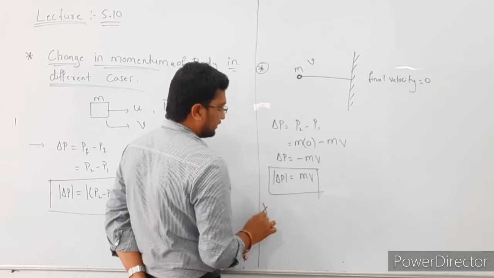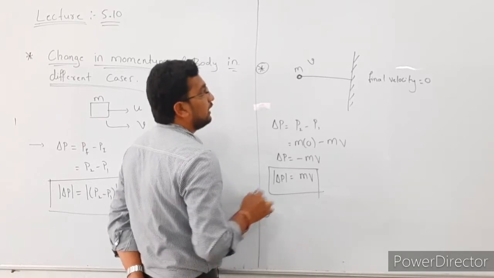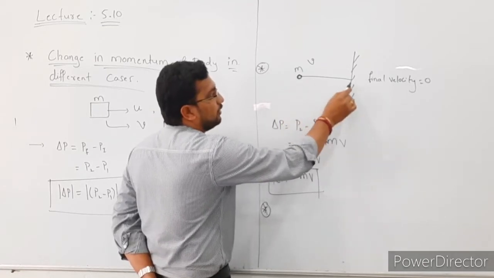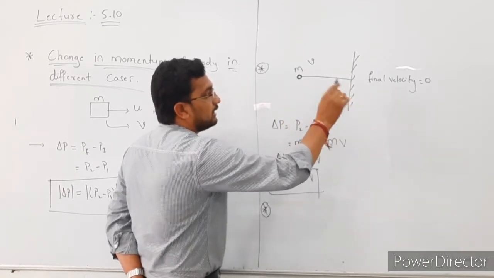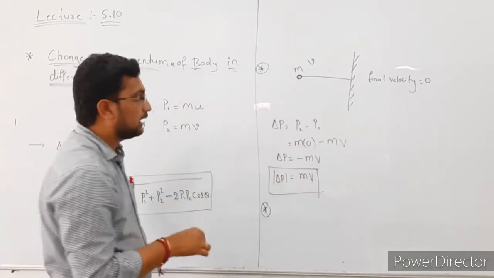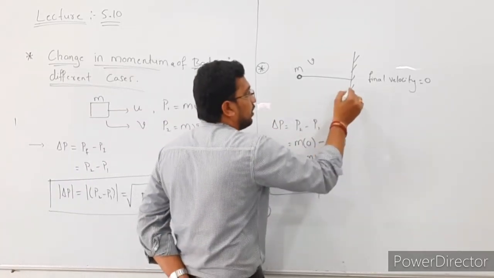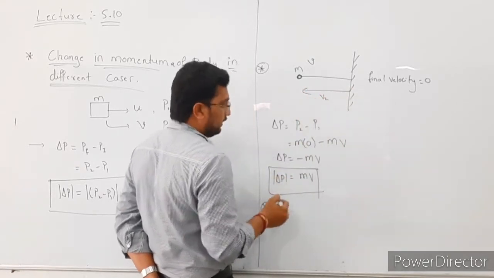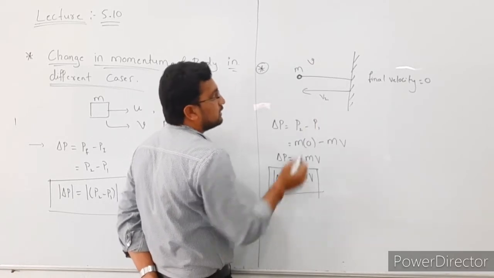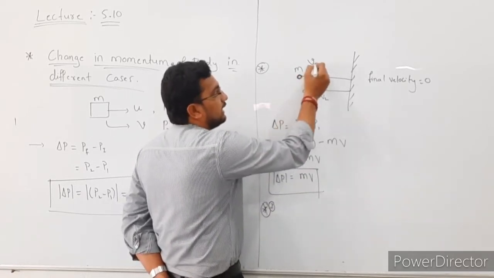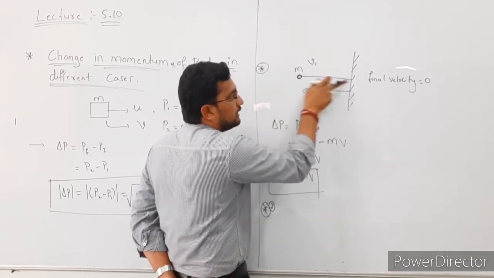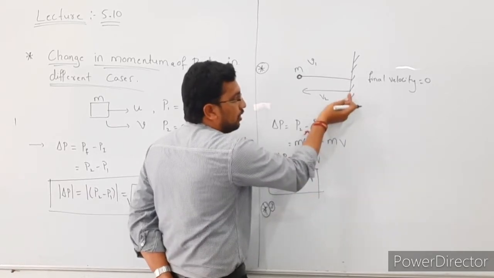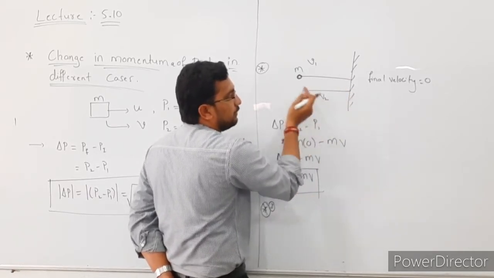Okay, so in the next case, in the above case, the body of mass m is moving with initial velocity u in this direction. After collision, that body comes to rest. But in the third case, after collision, that body rebounds with some speed v2. See here, in the third case, the body of mass m is initially moving with velocity v1, and it hits the wall. After collision, that body is moving with the speed of v2.